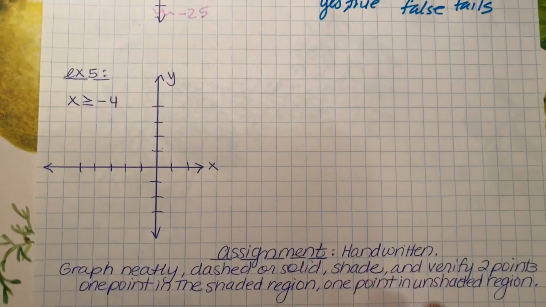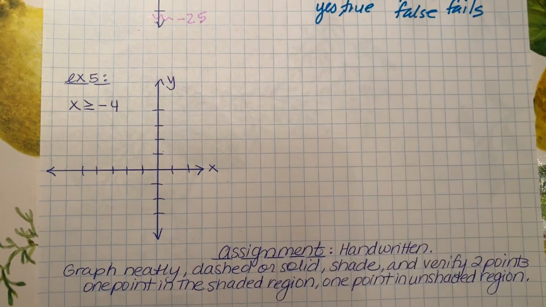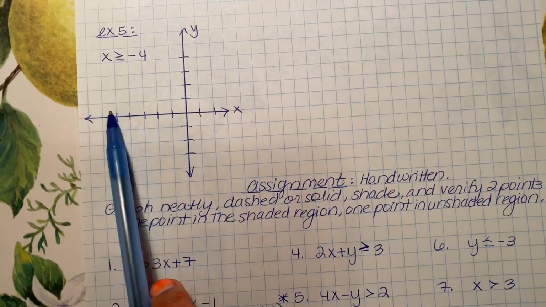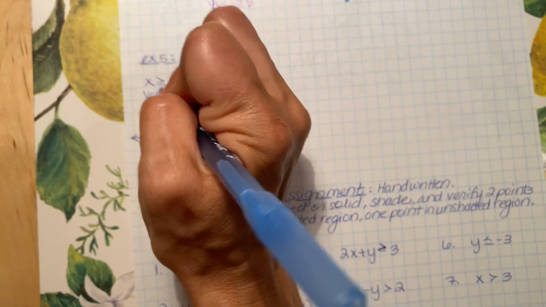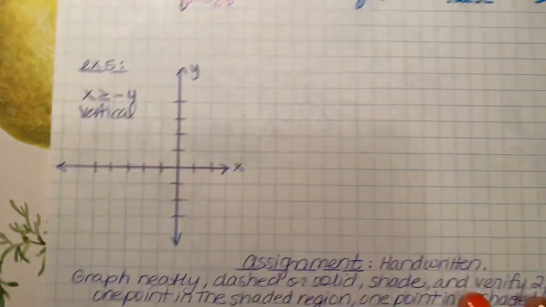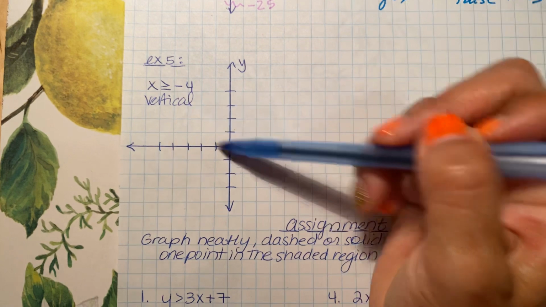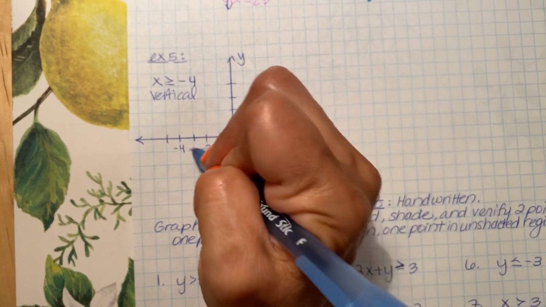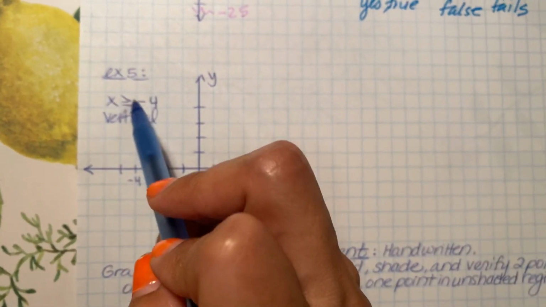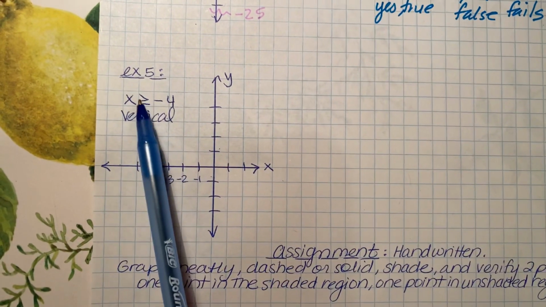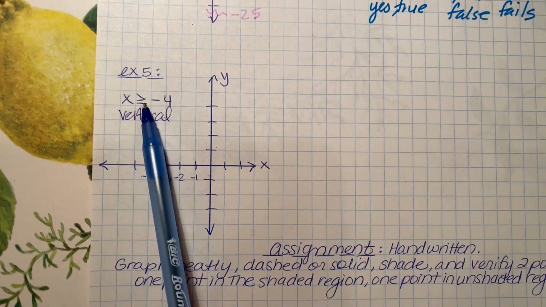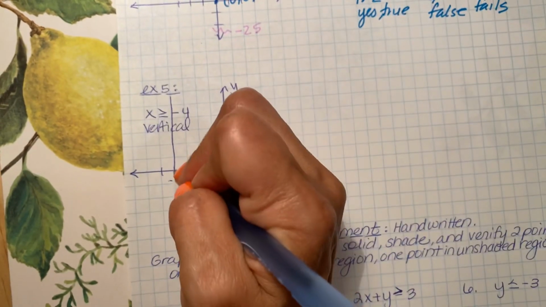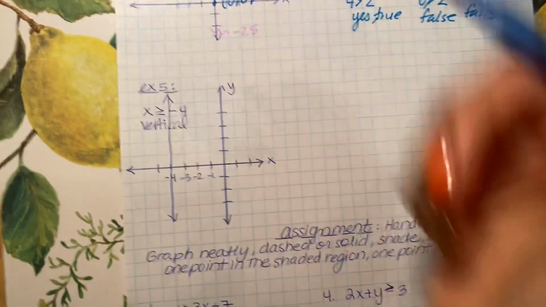Okay, next, x is greater than or equal to negative 4. If your x-axis is horizontal, the line is going to be opposite, which is vertical. So all you do is find this negative 4 on this axis: negative 1, negative 2, negative 3, negative 4, right? Is it solid or dashed? It's greater than or equal to. Equal to, so that means it is solid. So there's my solid line.